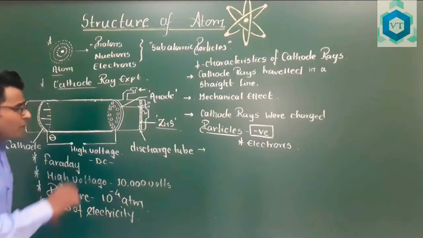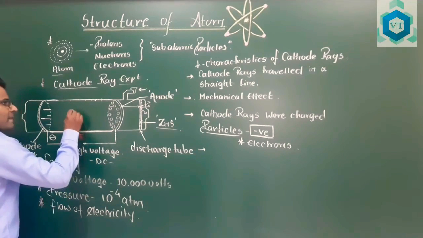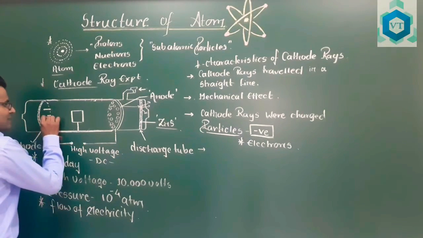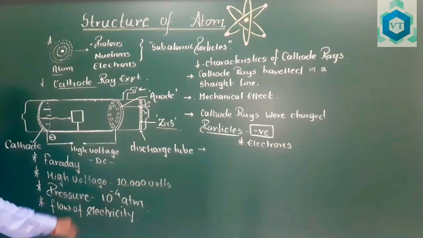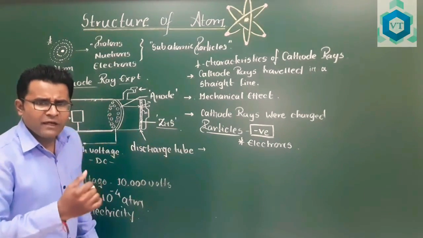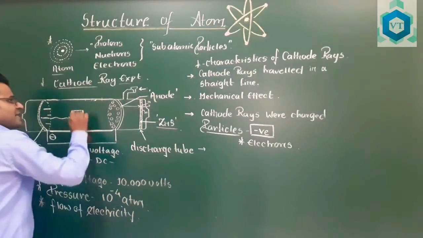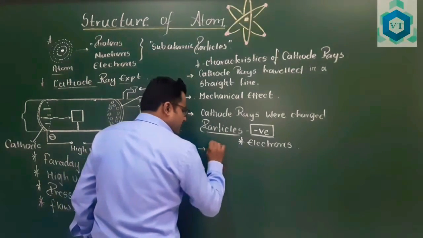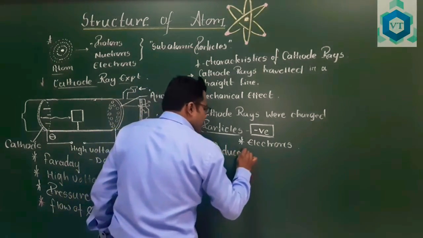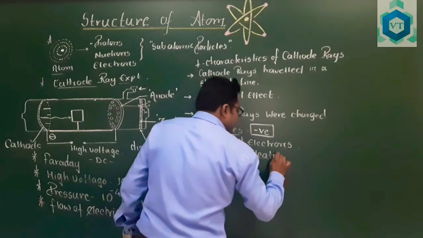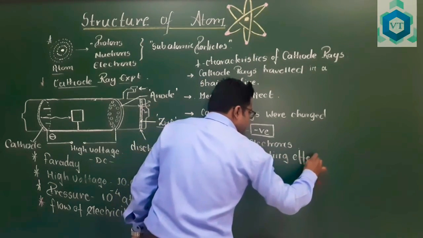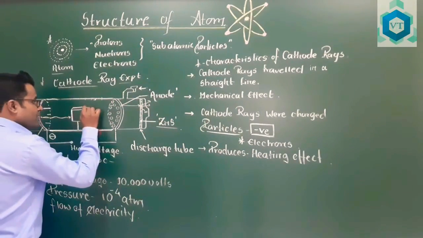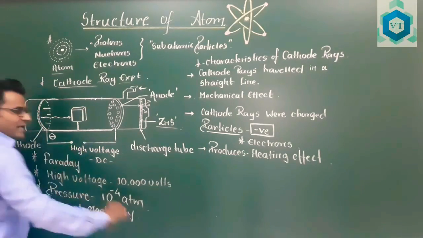In the next point, if we place simple metals over here, whenever this radiation strikes a metal sheet kept in the way of its propagation, these sheets started getting heated up. That means it was producing a heating effect.